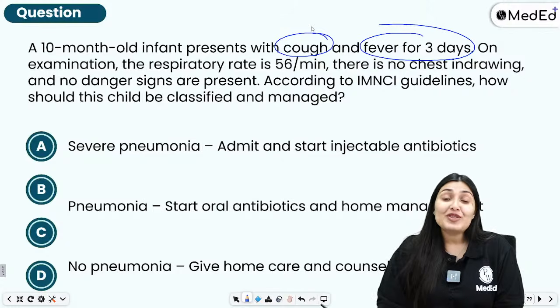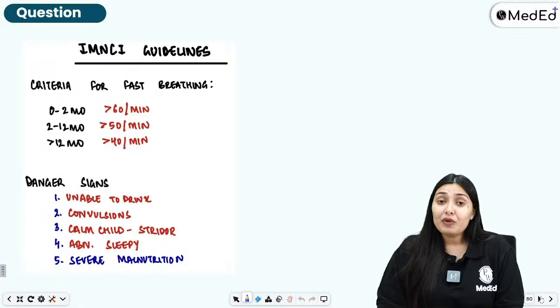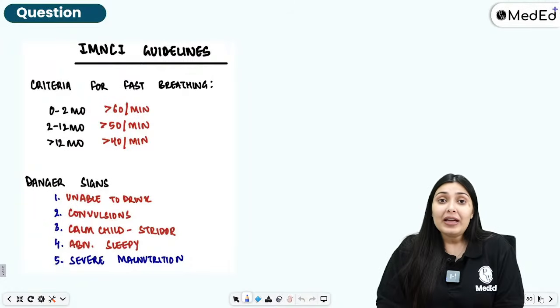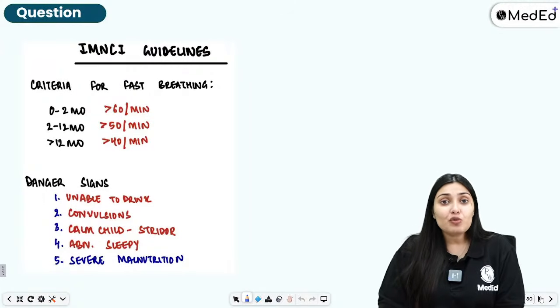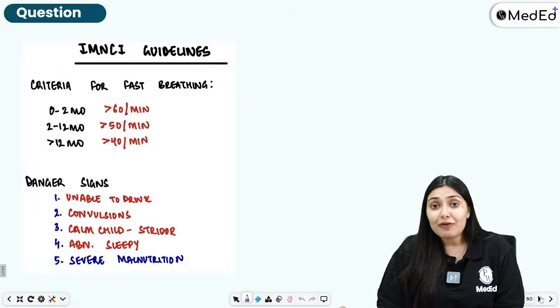For that, now let's just revise the IMNCI guidelines for pneumonia. Before going into the IMNCI guidelines, you should know what is the criteria for fast breathing and what are the danger signs. So what is fast breathing? If the respiratory rate is more than 60, 0 to 2 months of age, 2 to 12 months, more than 50, after 12 months, more than 40. So 60, 50, 40, remember. Less than 2 months, more than 60, 2 to 12, more than 50, after 12, more than 40. This is the criteria for fast breathing.